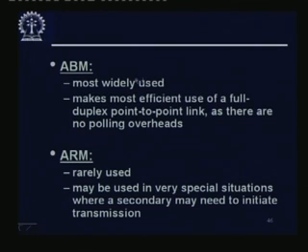Then ABM, as I said, is the most widely used. On both sides you have combined stations, which makes the most efficient use of a full duplex point to point link, as there are no polling overheads. You do not have to do any polling, since this is point to point. ARM is rarely used, and may be used in very special situations where a secondary may need to initiate transmission.